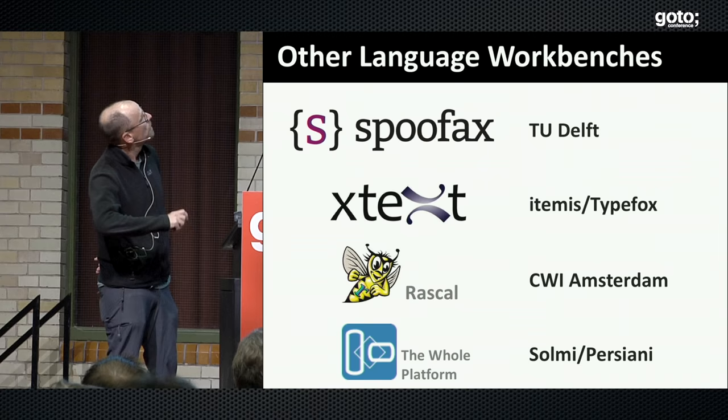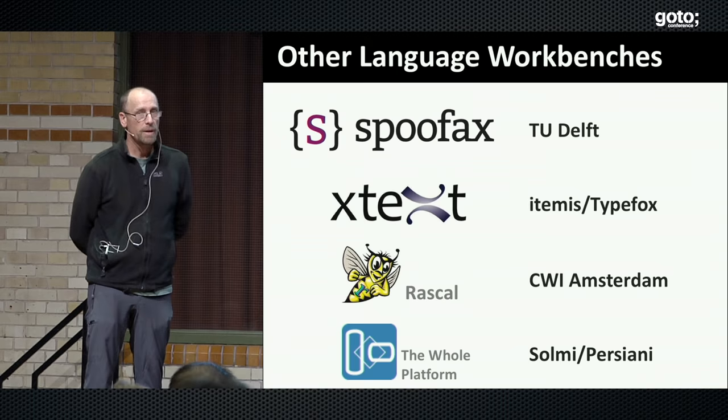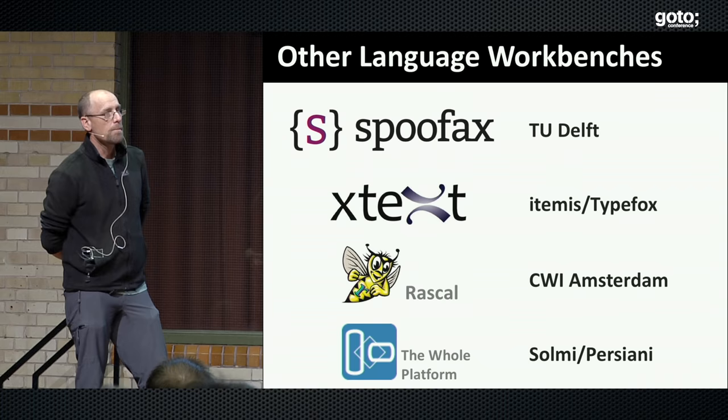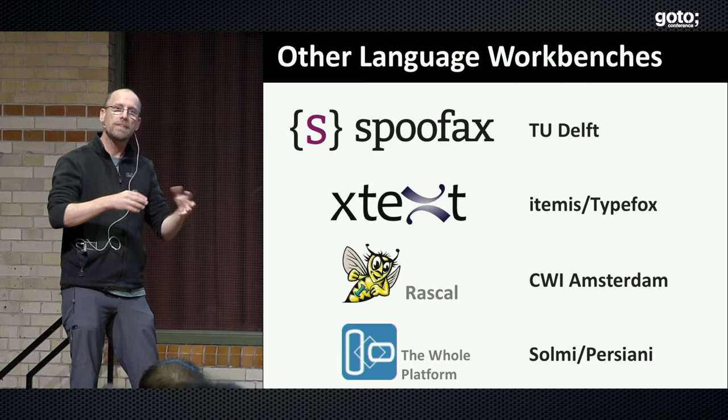Let's go back to the slides. Come on. So there are other language workbenches, of course. There is Spoofax from Delft. There is Rascal from Amsterdam, like around the corner, CWI. Both of them are mostly intended for academic stuff. They do really interesting things, but I'm not sure they would even suggest to use it in practice without some connection to the developers. Maybe they would say that, I don't know, but they don't. It's mostly used for research.